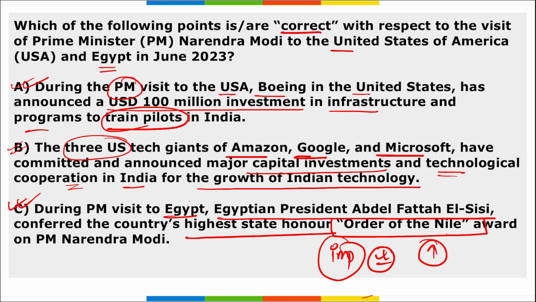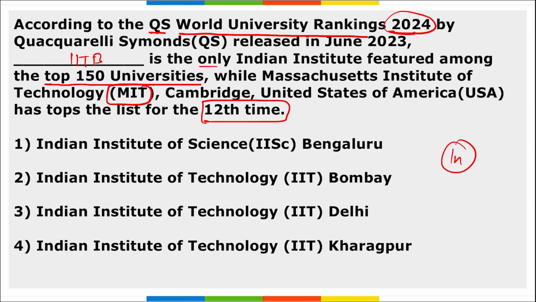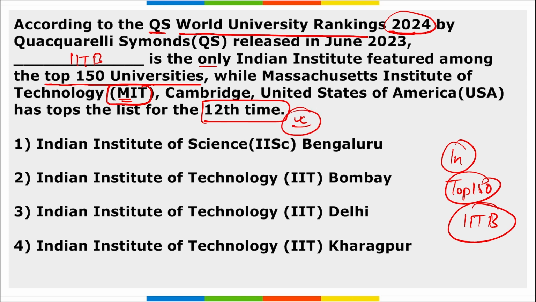Correct? Next, according to QS World University Ranking 2024, IIT Bombay is the only Indian institute featured among the top 150 universities, while MIT of Cambridge, USA has topped the list for the 12th time. I repeat, if we are talking about the Indian institute that is in the top 150, it is your IIT Bombay. And if we are talking about the global institute that has topped here, it is your MIT of USA that has topped here for the 12th time in the QS World University ranking, right?